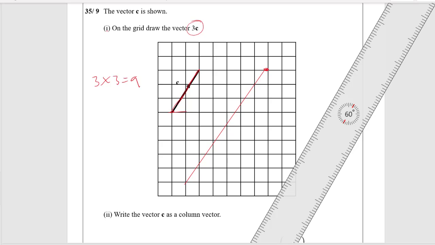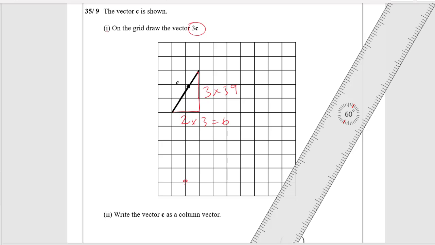we go 1, 2 across, 1, 2, 3 up. Let me get rid of this. Okay, I was trying to do it the quickest way, but let's do it the other way, and in that way you will definitely get it right. So go 1, 2 across, and 1, 2, 3. So 2 across and 3 up. That means we have to times everything by 3 because we're finding 3c, which is 3 times of it. So times by 3, which is 6 across, times by 3, which is 9 up.